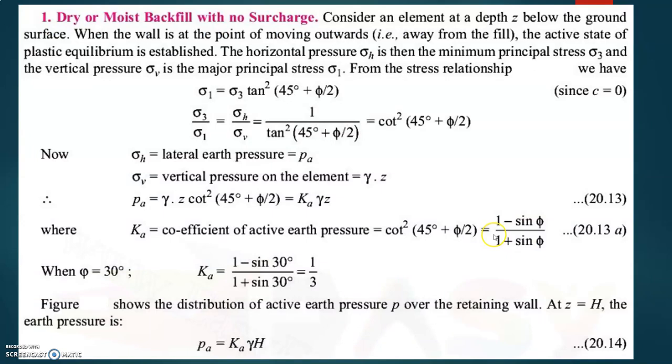Now we will see in detail. Suppose the horizontal backfill means there will be a dry or moist backfill. Here there is no surcharge, only the horizontal surface. Let us consider the same thing I explained: consider an element at a depth z below the ground surface when the wall is at the point of moving outwards, away from the soil, because we are doing it for the active state.